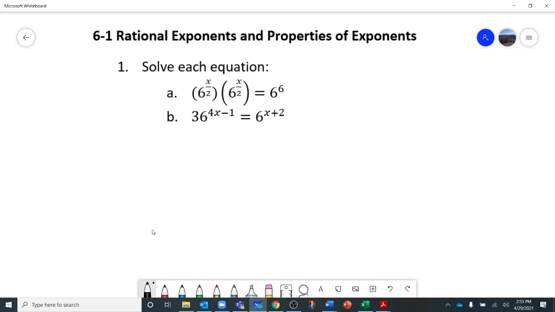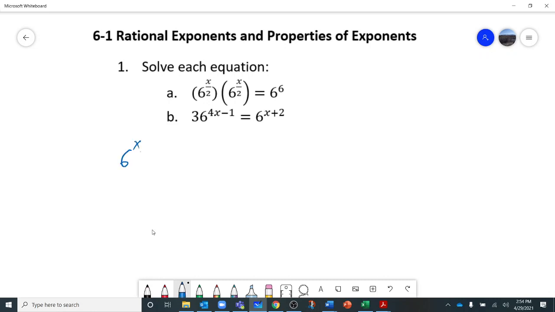The very first problem says 6 to the x over 2 times 6 to the x over 2 with non-matching parentheses. And that's it. And it says solve each equation. There's no equal sign. It's not an equation. So it should say equals 6 to the 6th power. I don't know what happened there. All right, but it was my fault. So let's do that first one.